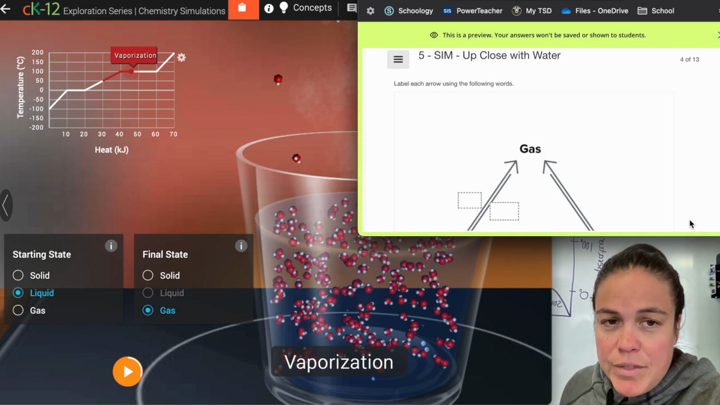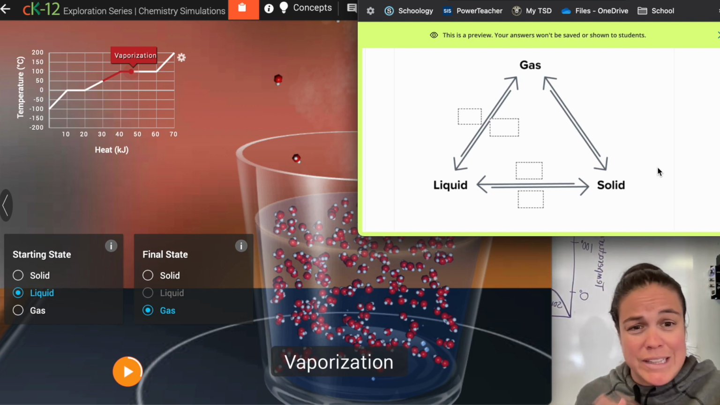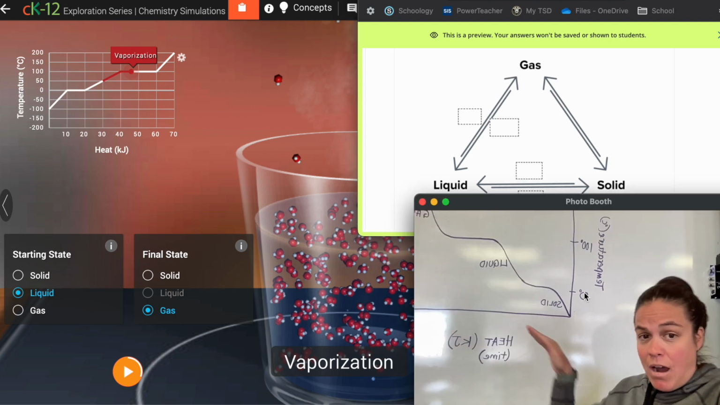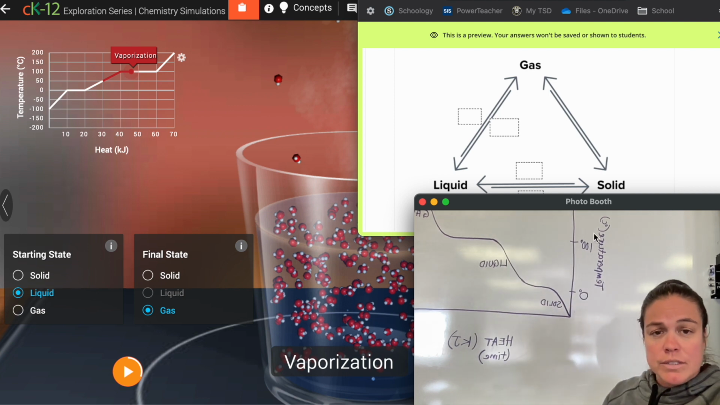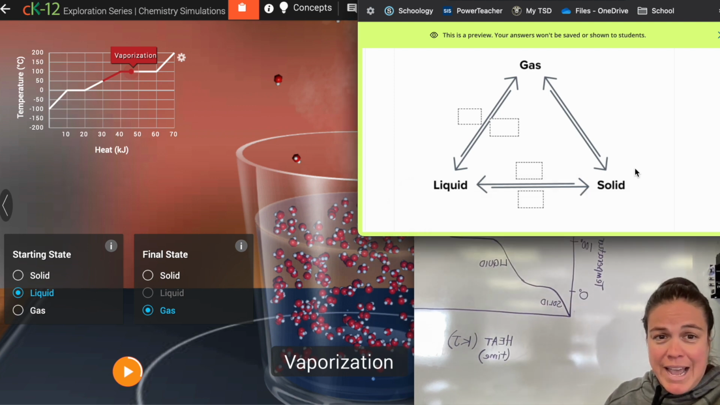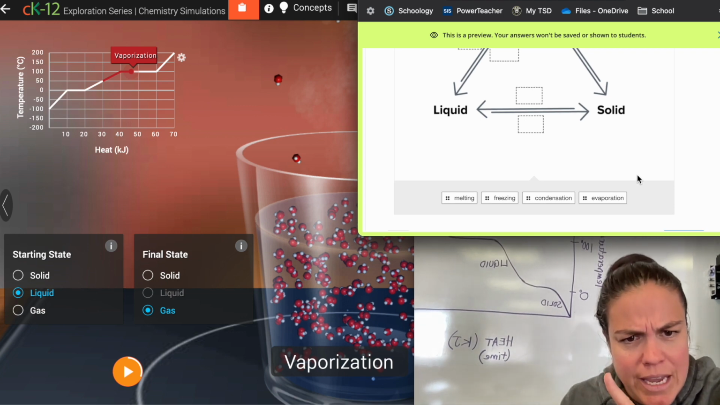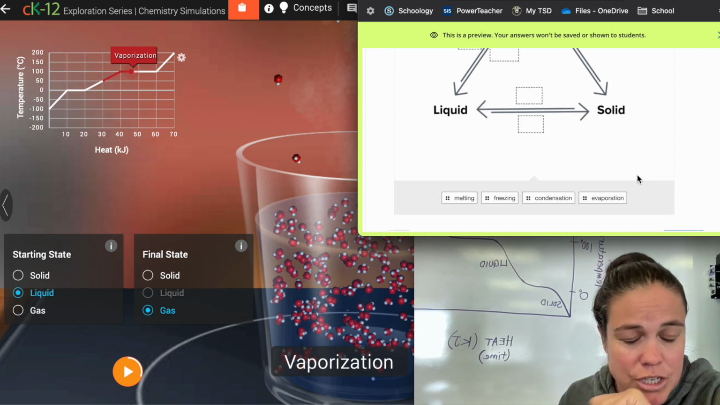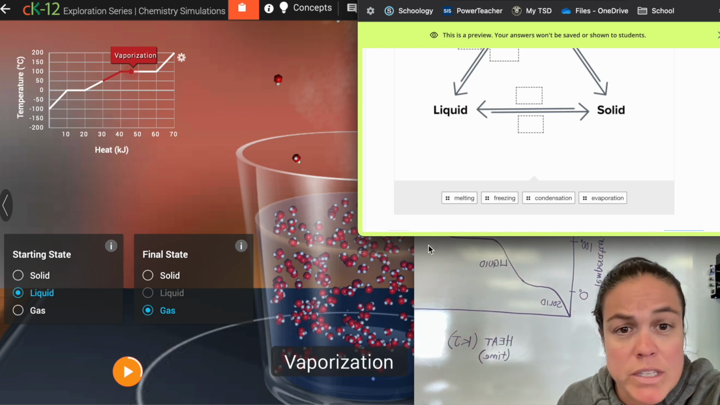All right, now this is an interesting graph. We've never looked at this guy before. This one says solid, liquid, gas, and instead of going in a straight line, like maybe our graph does here, it's linear. This one goes around in a circle. So it says solid, liquid, gas, and let's see what words they want us to put. All right, melting, freezing, condensation, evaporation. Interesting. Now, my simulation did say vaporization. Let's do the ones that I know.